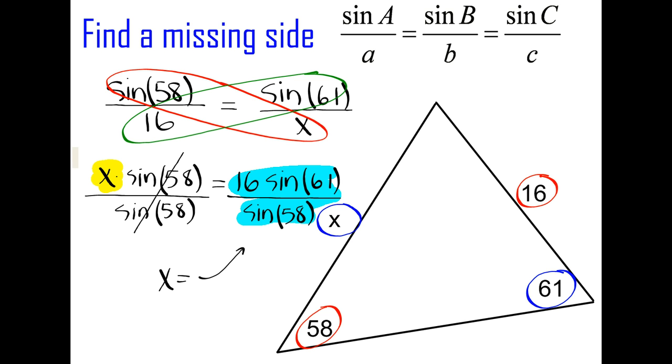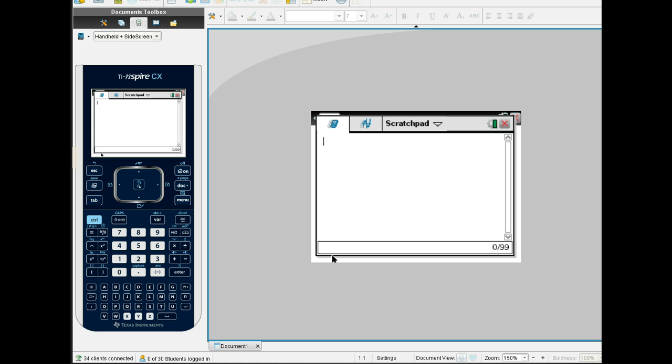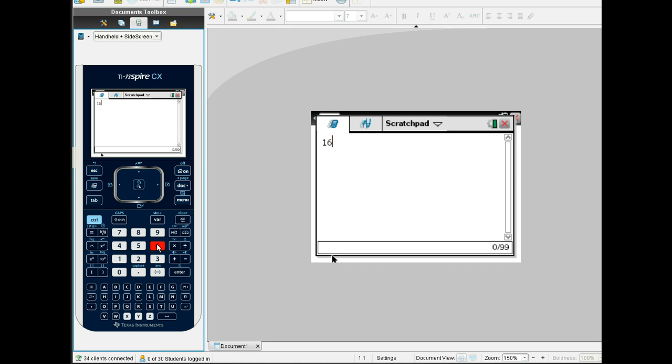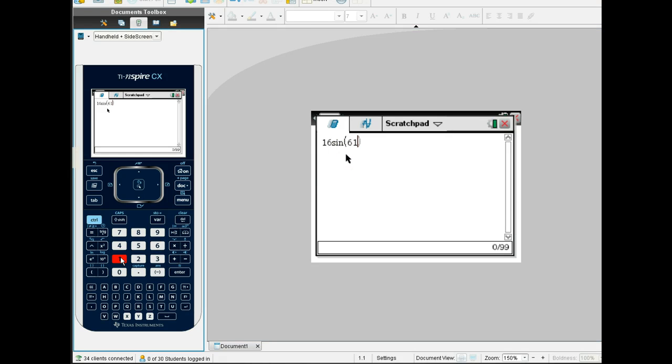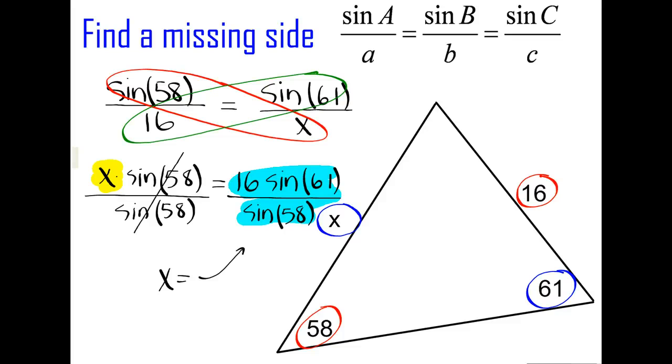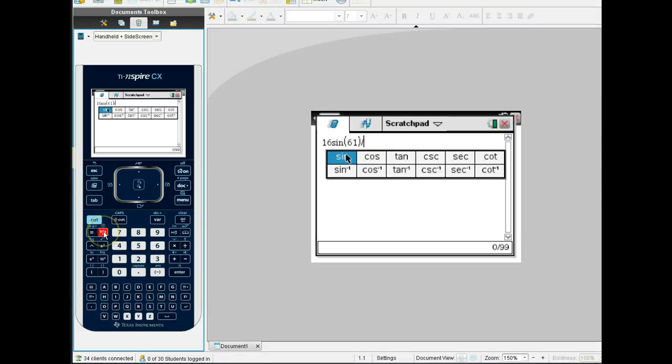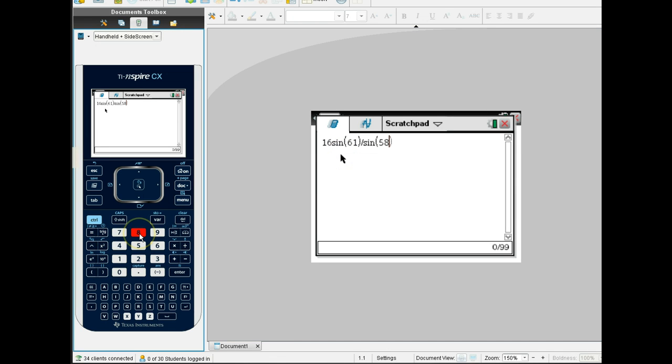So I go over to my calculator and I evaluate that. 16 sine 61, all of that divided by, I'll have to go back because I forgot, sine of 58. Enter. 16 sine of 61 divided by sine of 58 is 16 and a half units.